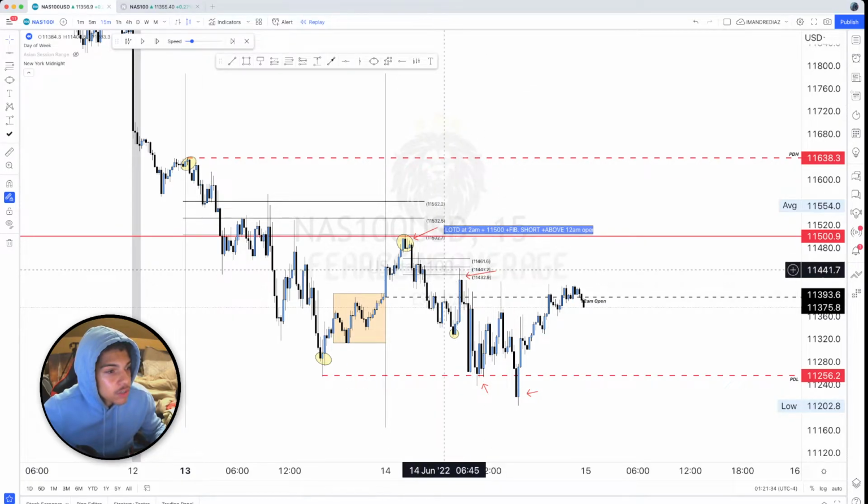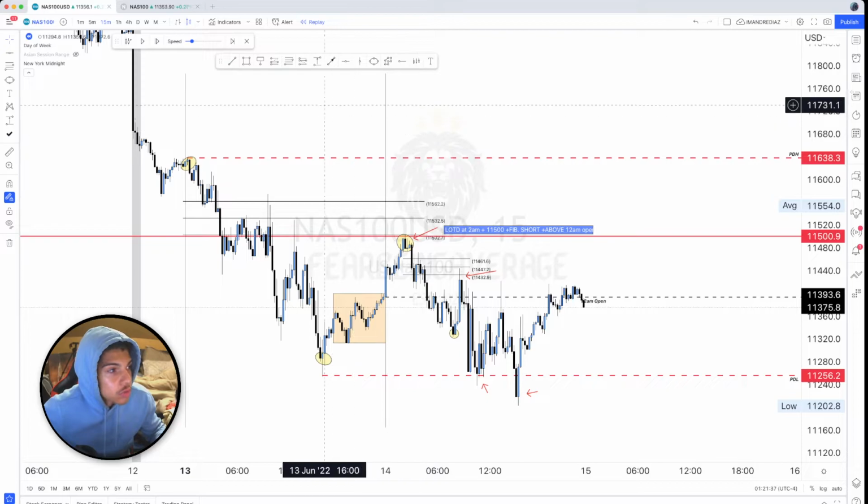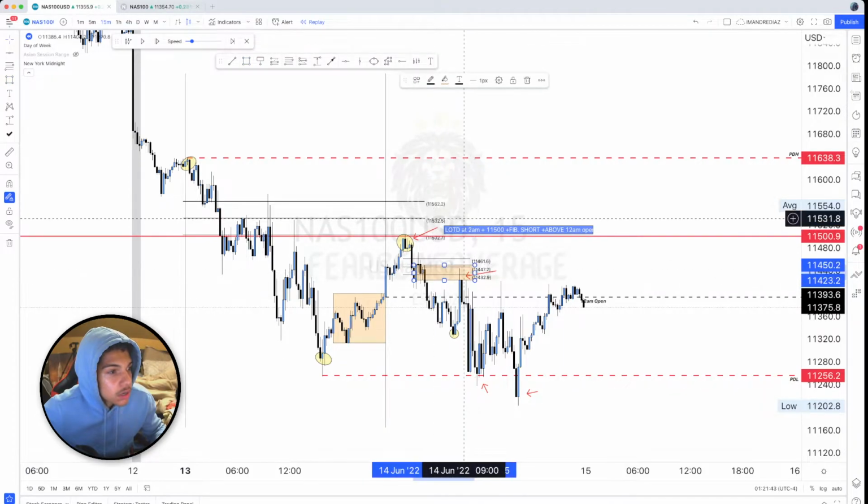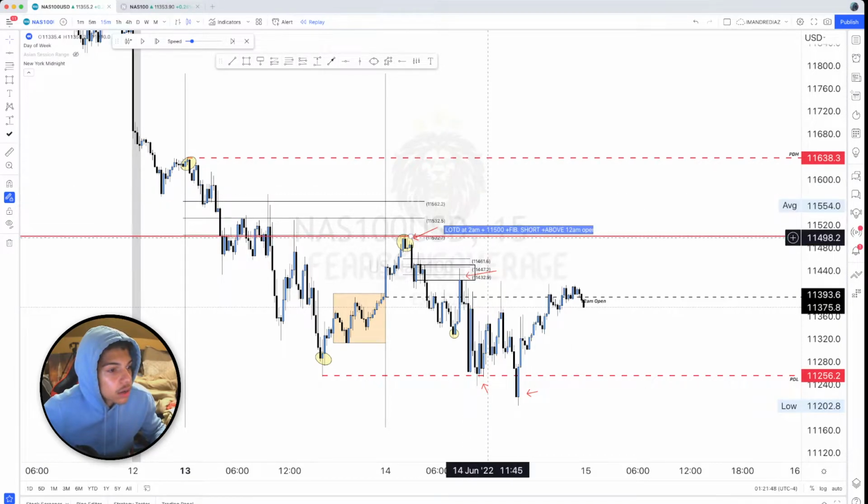At what time? 8:30. So we have time and price. Also, if you look to the left, what do we see? The last up candle before the down move. And what is that? That is our order block right here. So there are a few confirmations for why you would go short here.